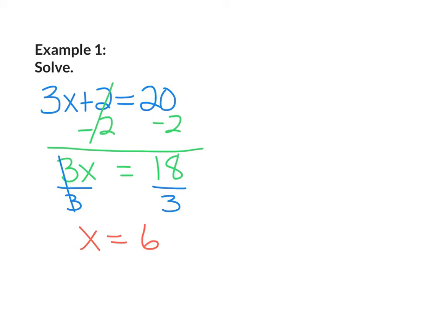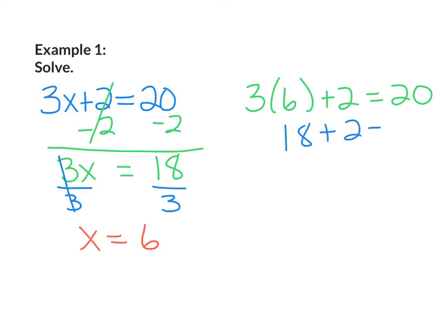I always want to go back and check my work. So I'm going to plug 6 back into the original equation. So it'll be 3 times 6 plus 2 equals 20. 3 times 6 I know gives me 18. Bring down my 2 and the equals 20. So 18 plus 2 gives me 20 equals 20. So it checks. So I know I did it correct. So x will equal 6.